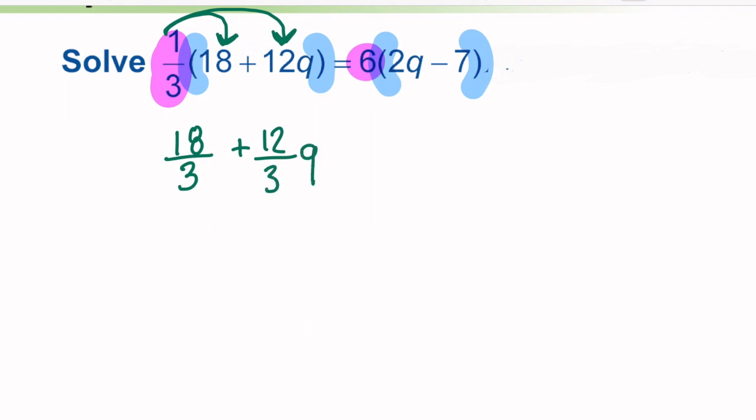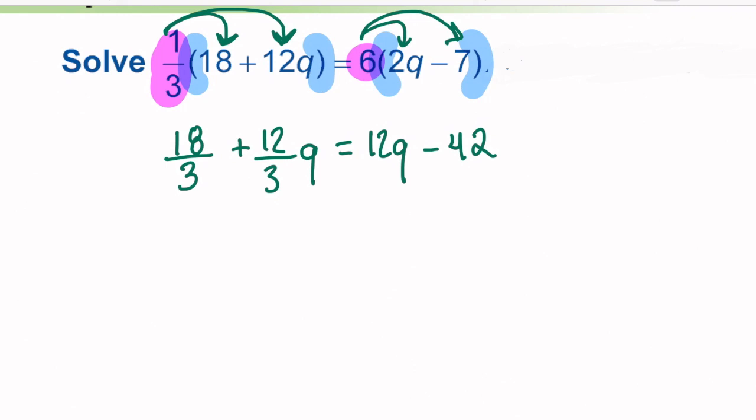Now let's go to the right side. On the right side, we have 6 times 2. So 6 times 2 is 12, so we're going to have 12q. And then we're going to multiply the 6 times the negative 7, so it will be 42. Even though it's a minus, I treat it as a negative when I distribute. So it will be minus 42.